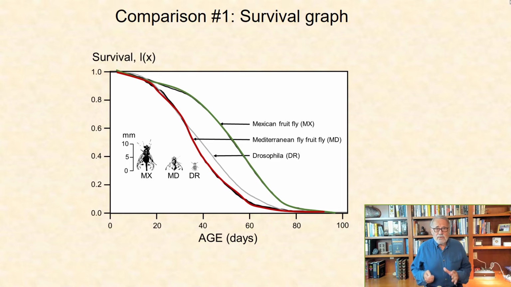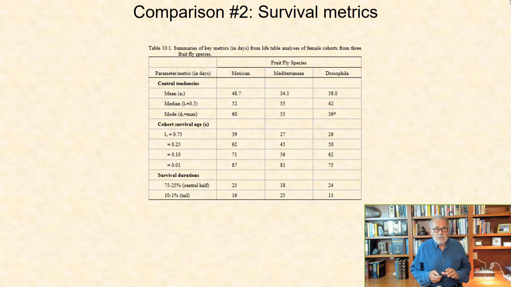Comparison number 2, survival metrics. This graphic sets the visual stage for the next comparison where we have specific life table metrics. That's comparison number 2 involving the survival metrics, where we have fruit fly species in this top panel and the metric labels in the leftmost column.